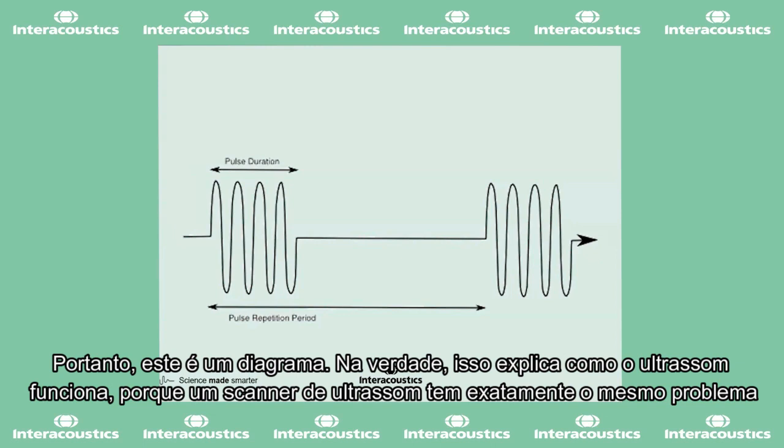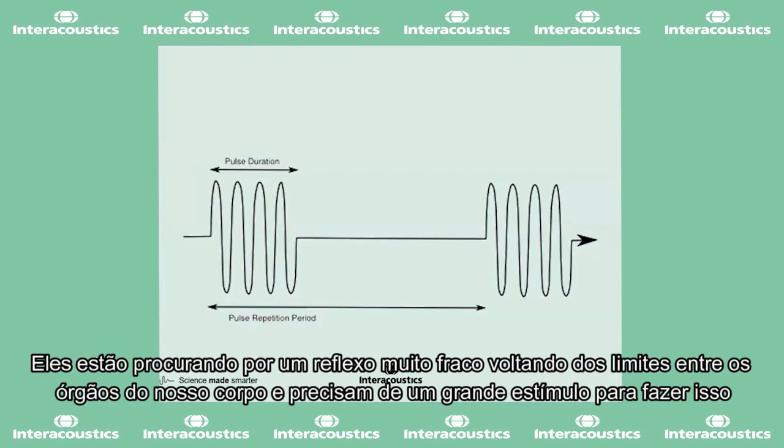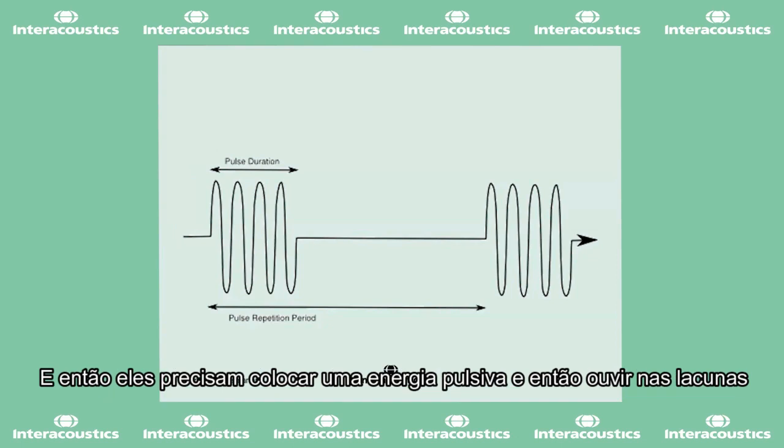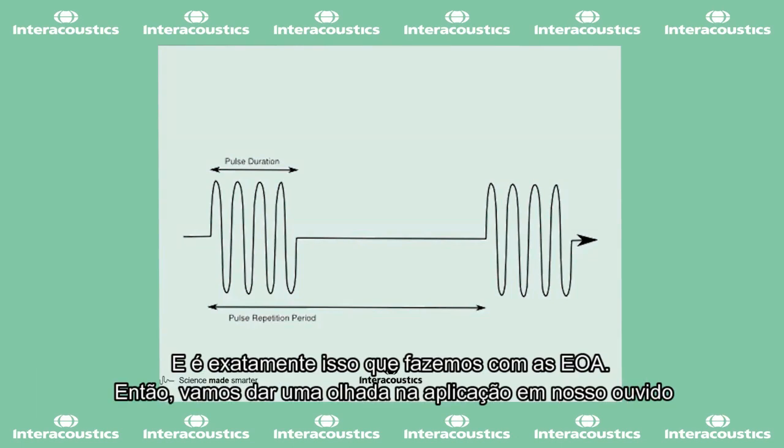So this is a diagram actually that explains how ultrasound works, because an ultrasound scanner has exactly the same issue. They're looking for a very faint reflection coming back from the boundaries between the organs in our body, and they need a large stimulus to do that. And so they need to put a pulse of energy in and then listen in the gaps. And that's exactly what we do with otoacoustic emissions.